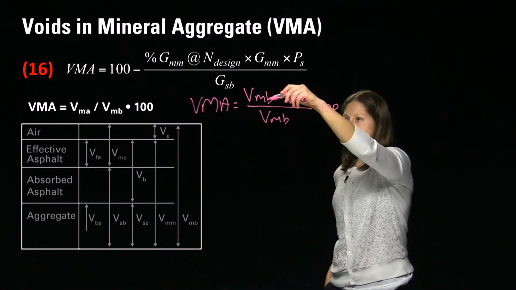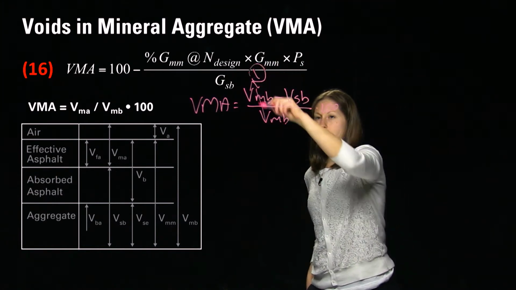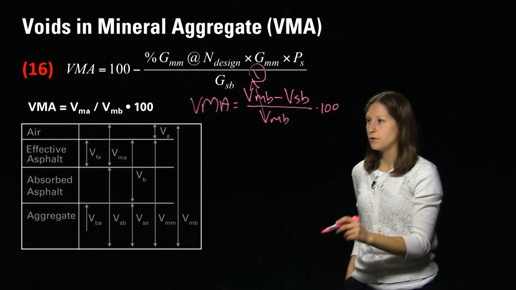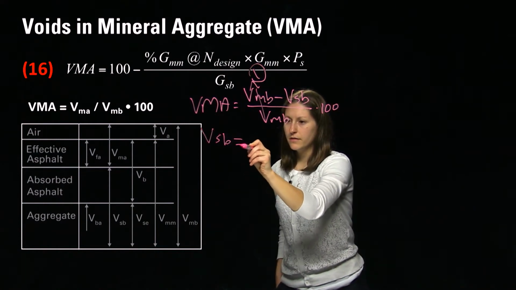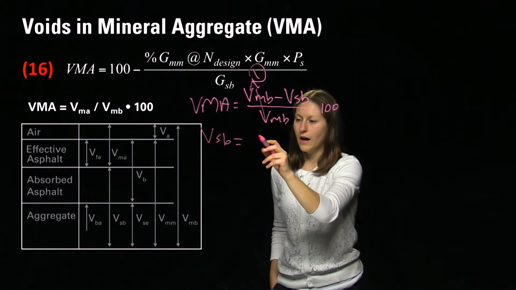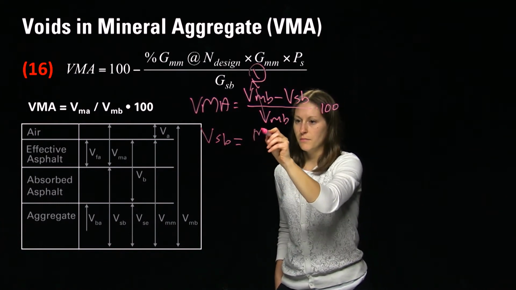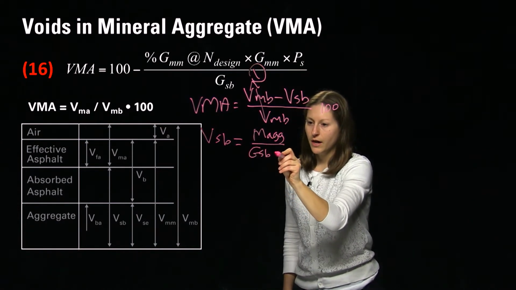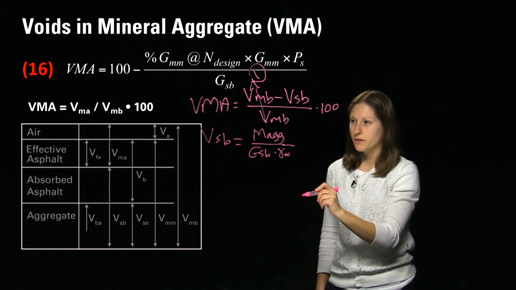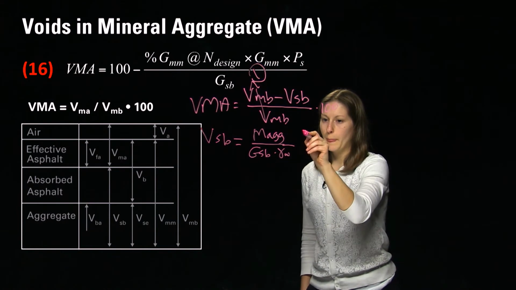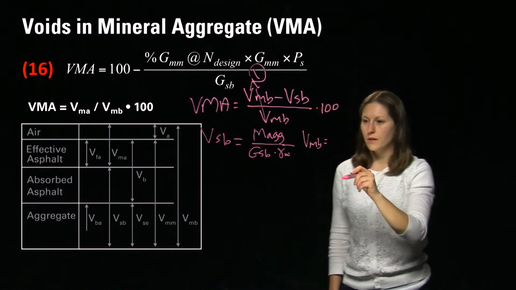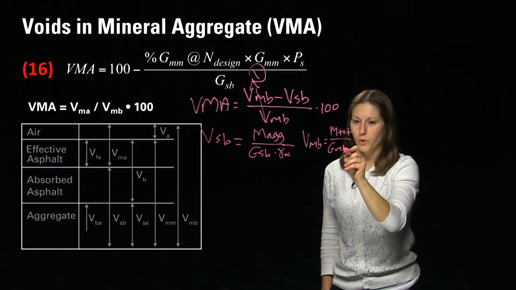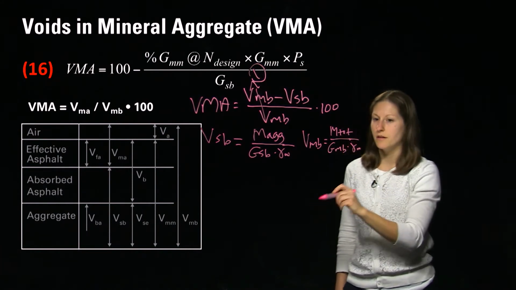If we look at this equation, we can see this portion will go to 1. But we still need to solve for our VSB and VMB in terms of equation 16. Our VSB is defined relative to our aggregate bulk specific gravity as follows. It's the mass of our aggregate divided by our bulk specific gravity of our aggregate times the density of water. And our bulk mixture volume is equal to our total mass of our mixture divided by our GMB, our bulk mixture specific gravity, times the density of water.